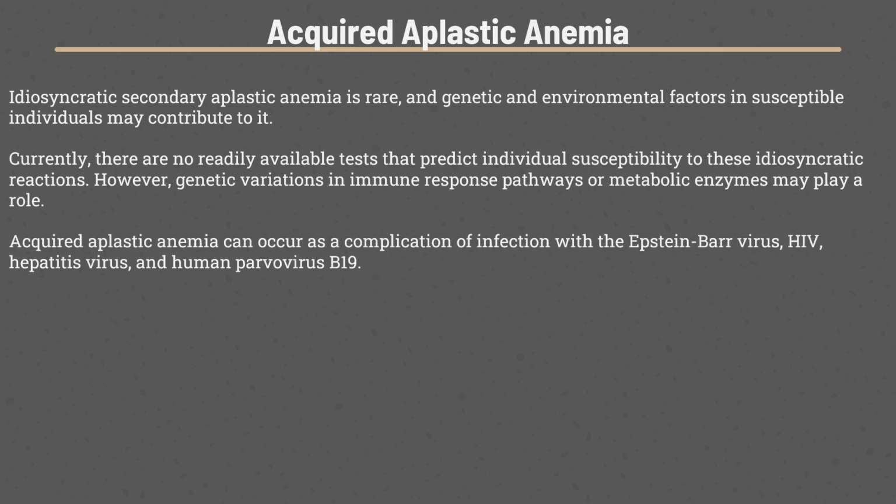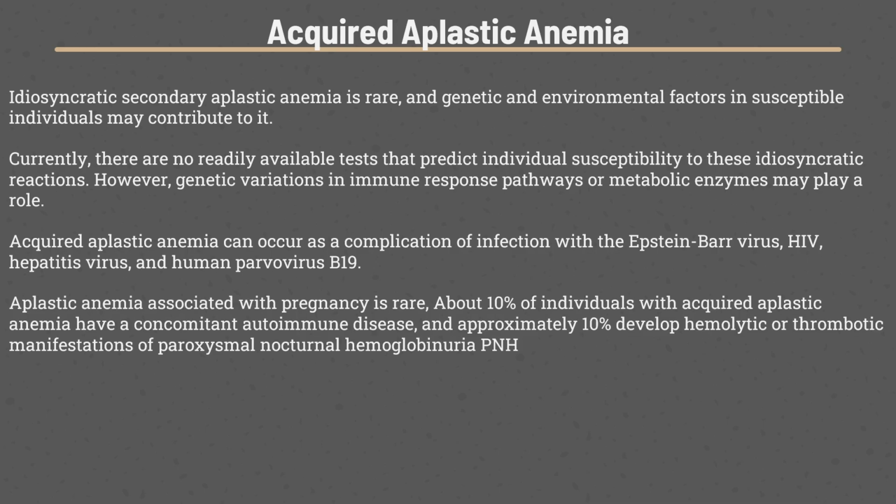Acquired aplastic anemia can occur as a complication of infection with the Epstein-Barr virus, HIV, hepatitis virus, and human parvovirus B19. Aplastic anemia associated with pregnancy is rare. About 10% of individuals with acquired aplastic anemia have a concomitant autoimmune disease, and approximately 10% develop hemolytic or thrombotic manifestations of paroxysmal nocturnal hemoglobinuria.